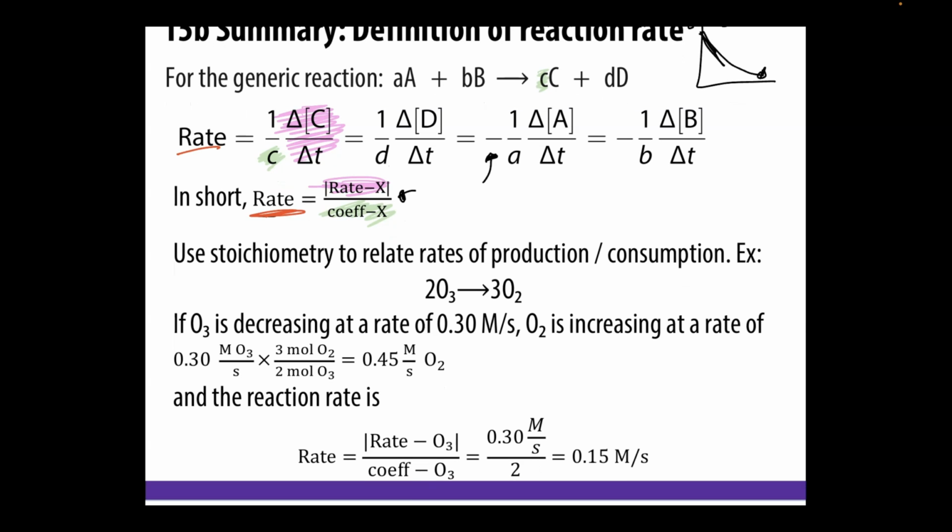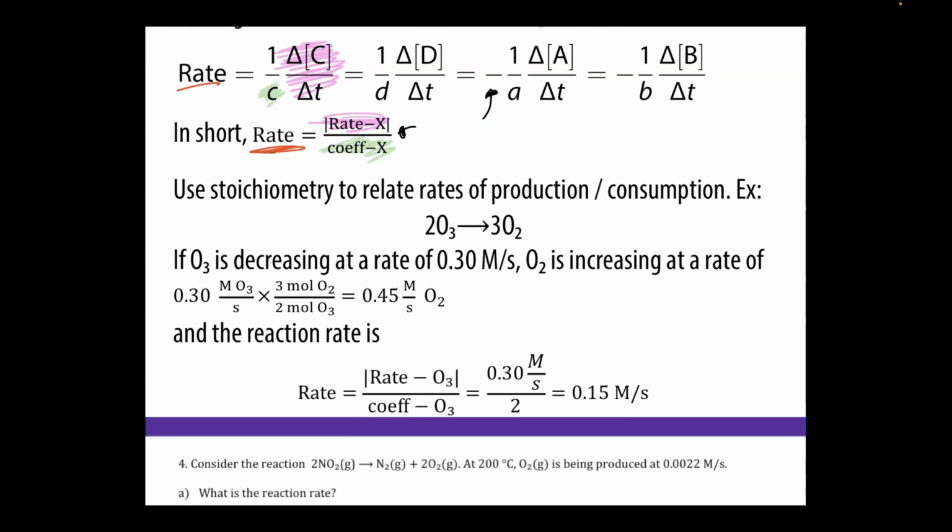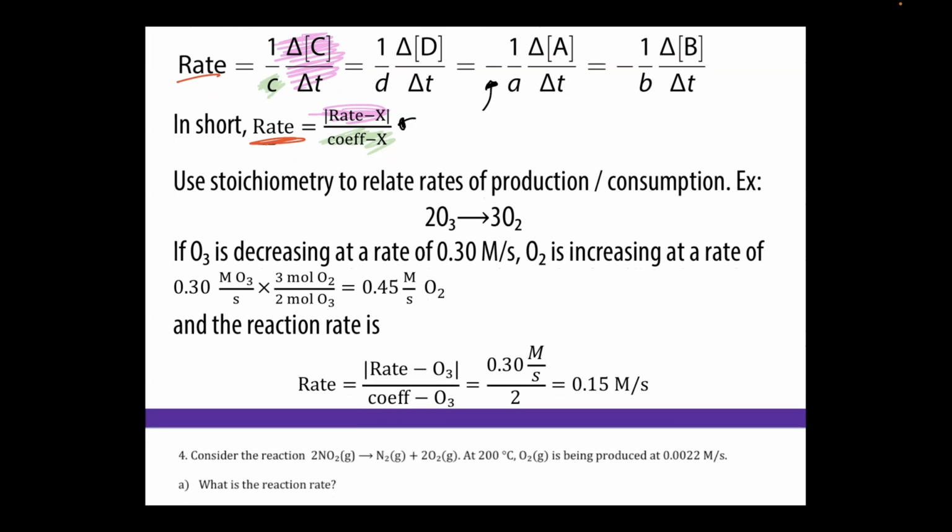So if we know the rate of change of any of the species, so if O3 is decreasing at 0.3 molars per second, we can use stoichiometry to determine the rate of change of O2. Just using the balanced chemical equation, so in this case 3 O2 for 2 O3. We put 3 moles O2 on the top, 2 moles O3 on the bottom, and can quickly convert from O3 to O2. O2 is a product, so it is increasing, whereas O3 as a reactant is decreasing.